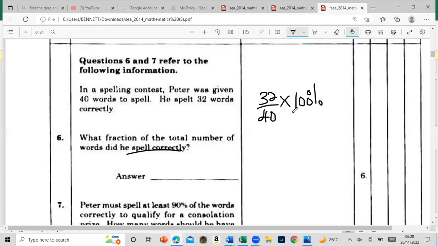Remember, no calculator is allowed. You can use 8. 8 4s are 32. And listen to this. 8 into 40, 5, 5 into itself, 1, 5 into 100, 20. So now we just multiply 4 times 20, which is 80%. So very well done, Peter. You got 80% correct, and that's an A out of it.